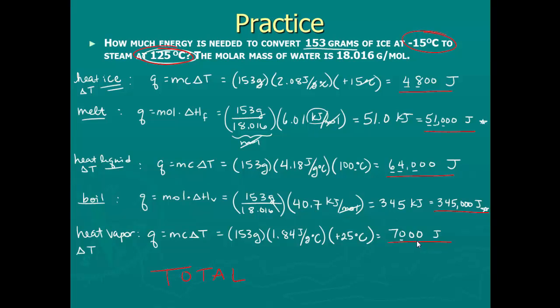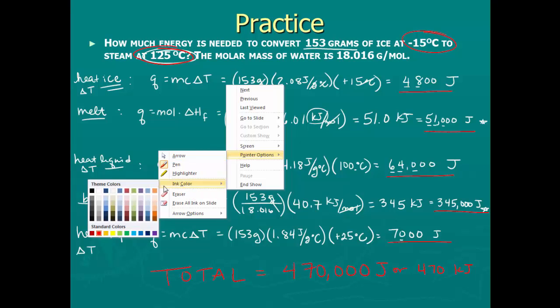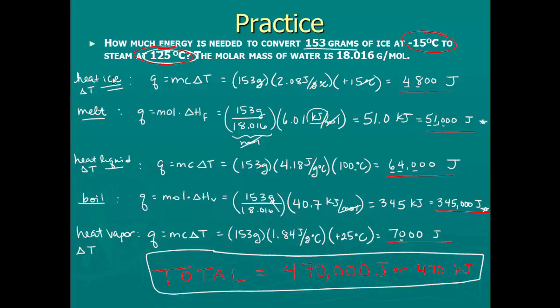Okay, so take a moment to pause, calculate, and when you add all this up, we get 470,000 joules, or we could say 470 kilojoules. Means the same thing. Okay, so that is actually our final answer for this problem because it asked us how much energy is needed. This is how much energy is needed because it's how much is needed to get us from our starting point of really, really, really cold ice to our ending point of really, really, really hot vapor.